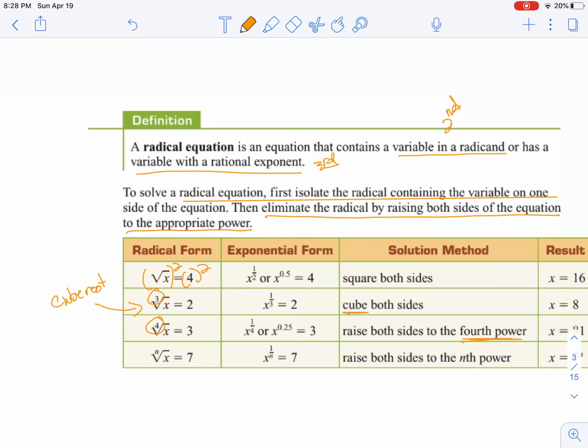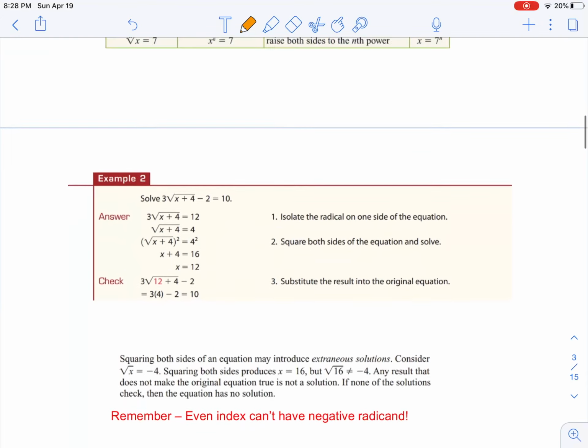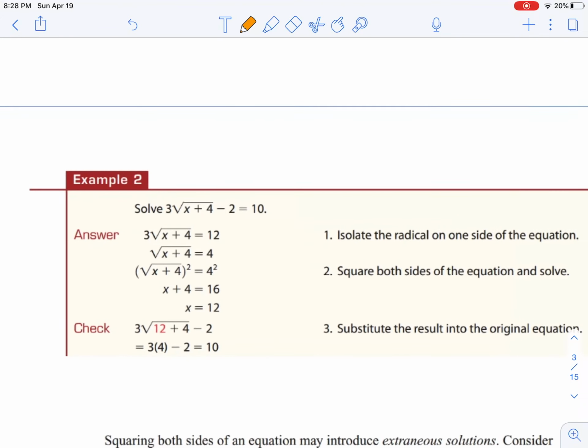So isolate the radical and then get rid of it by squaring it, cubing it, or taking it to the 4th power. This n here just shows that if it's n, you take it to the nth power, and that could be 1,000,000. All right, so let's try and solve one of those. Here we go. We have 3 times the square root of x, look, where x is in the radical, minus 2 equals 10. I need to isolate.